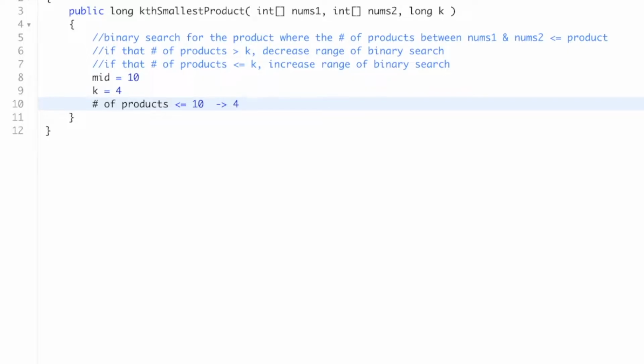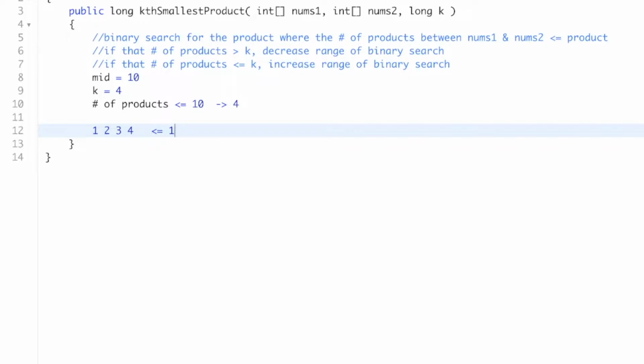If the number of products less than or equal to 10 is 4, the problem is that, let's say our four smallest products are just 1, 2, 3, 4. These are all less than or equal to 10, but 10 isn't actually our fourth smallest product. It's this 4 here. So to make it easy, we would just keep binary searching.